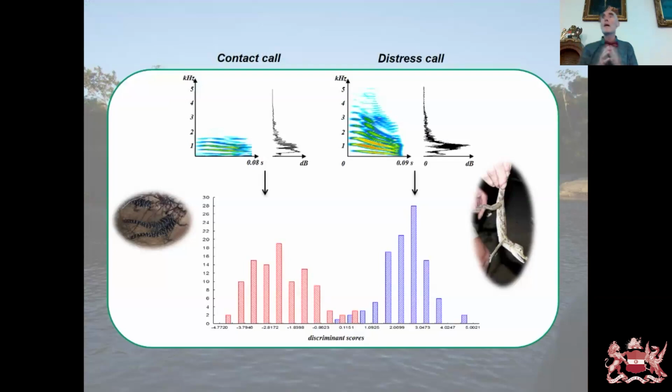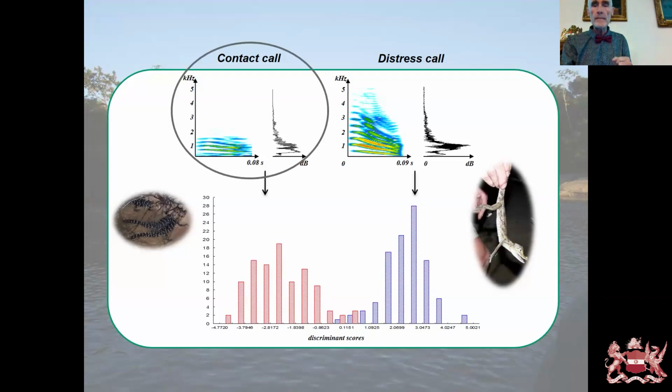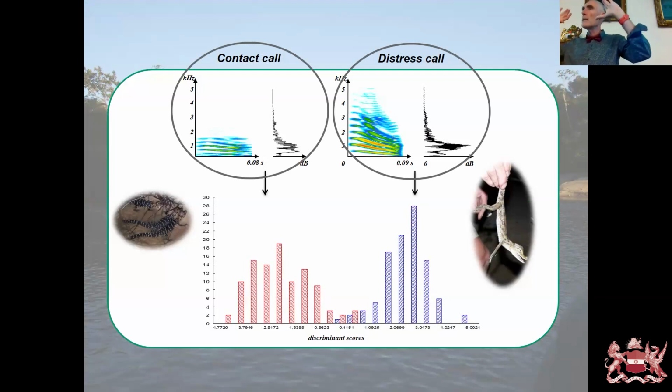Then we did a bunch of acoustic analysis, and we found that from an acoustical point of view it's very easy to distinguish between contact calls and distress calls. Contact calls are like this, and distress calls are more like that. So you have more energy in the high frequencies, it's a little more high-pitched, and also the slope of the frequency modulation is more pronounced, like this.